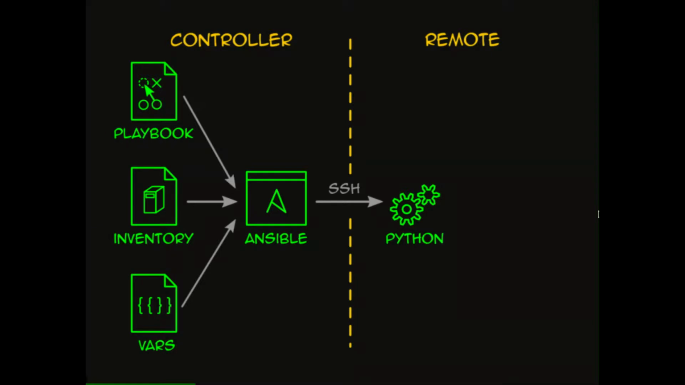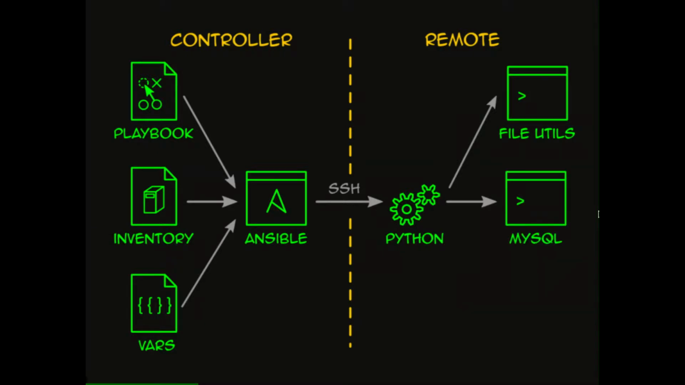And how it does that is it compiles these inputs into Python scripts on the fly and then executes them on the remote system. Now, they don't actually do the things themselves. What happens is that the Python scripts actually invoke other operating system utilities which are already on the server. This could be file utilities, database clients like MySQL, and also other things like Drush. And this is what Ansible does. This is how it actually works underneath the covers.